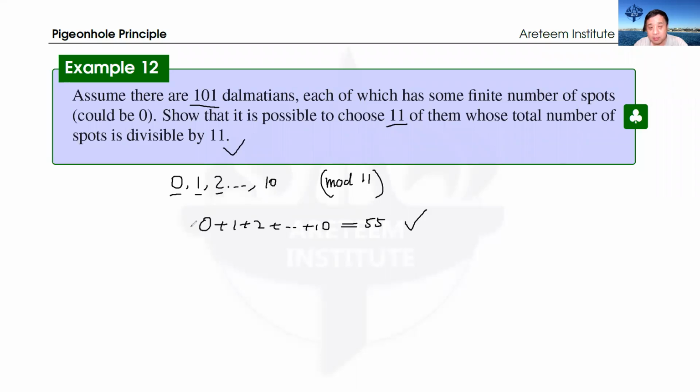So there are 2 cases. In one case, we take 1 dog from every tree, and the sum is 55, which is a multiple of 11. That's good. In the other case, we don't have a dog on every tree, so we have 1 empty tree. Then we can have 1 tree with 11 dogs or more, so we take those 11 and we're done also. That's a proof of this.